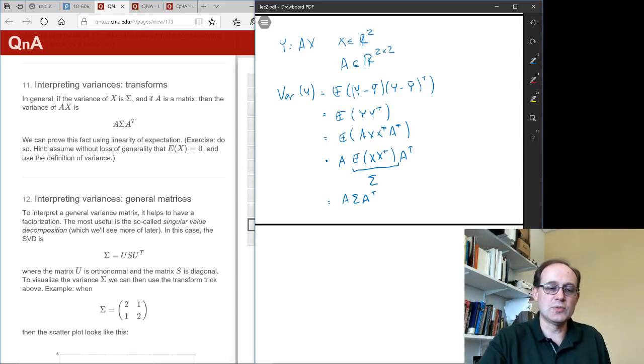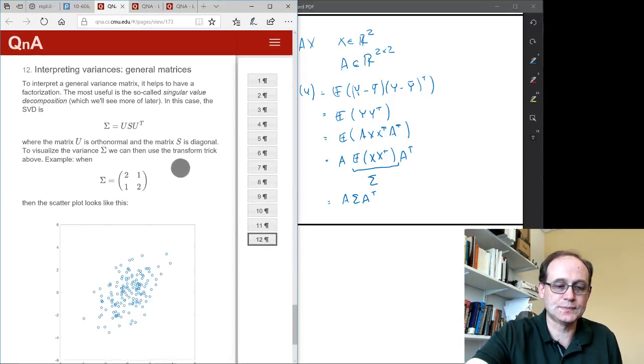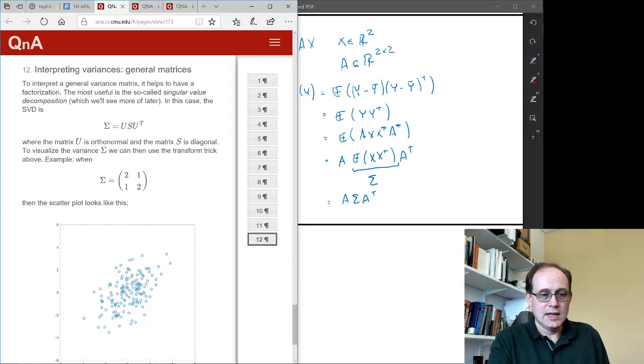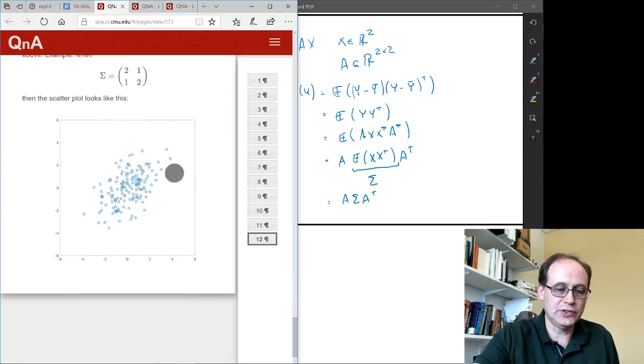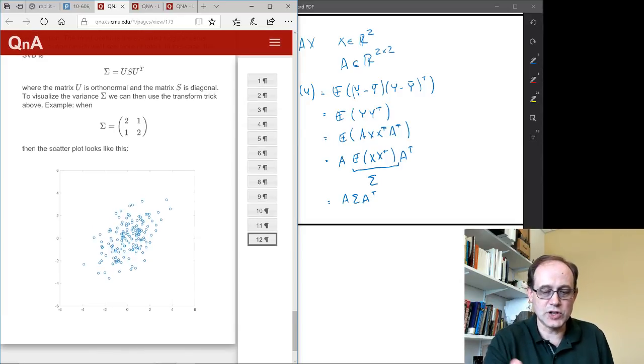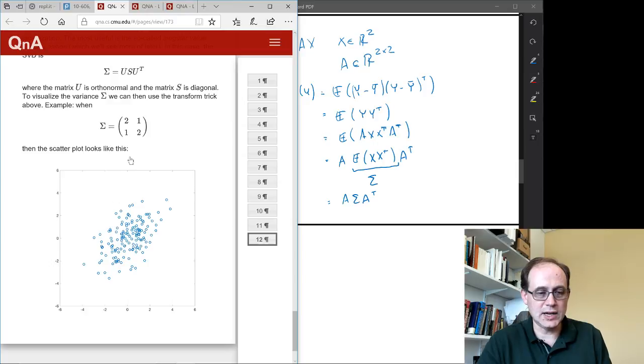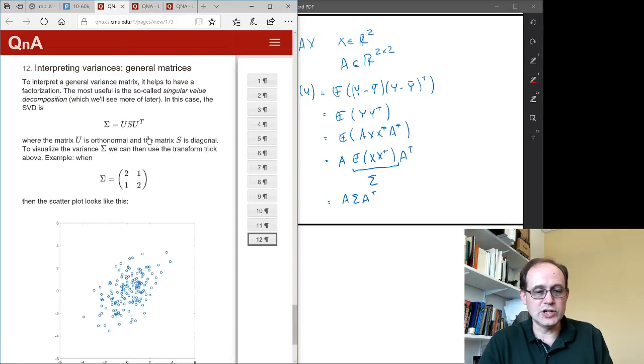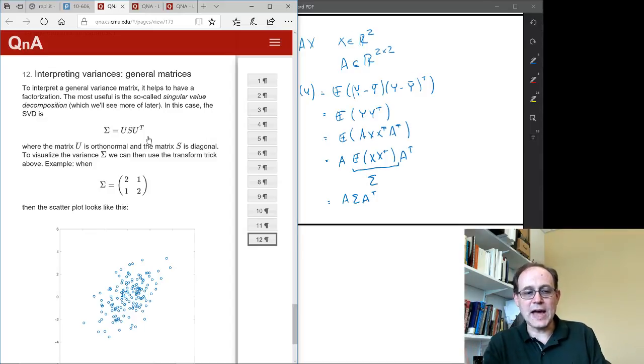And so that's going to let us interpret a general variance matrix. So here's an example of a scatter plot of a random variable with a general variance matrix, right? So here's the scatter plot, and here's the variance matrix. And in order to interpret it, it's going to help to factor the variance matrix. So a factorization is just something like this. The variance matrix is equal to a product of some other matrices. In order to interpret variances, it turns out that the most useful factorization is something called the singular value decomposition, or SVD. And that looks like this.